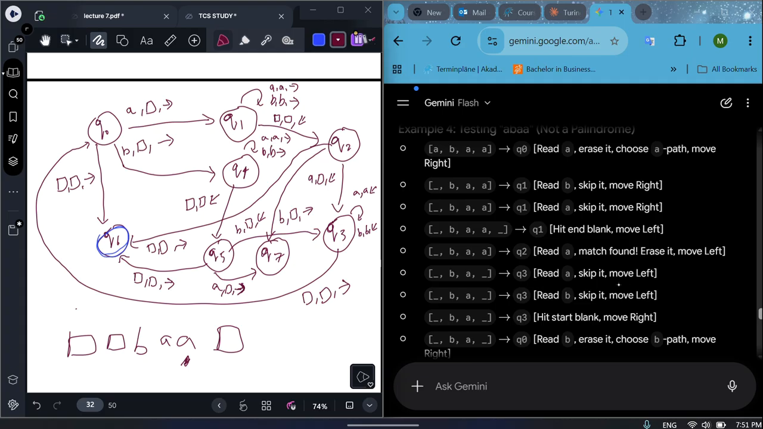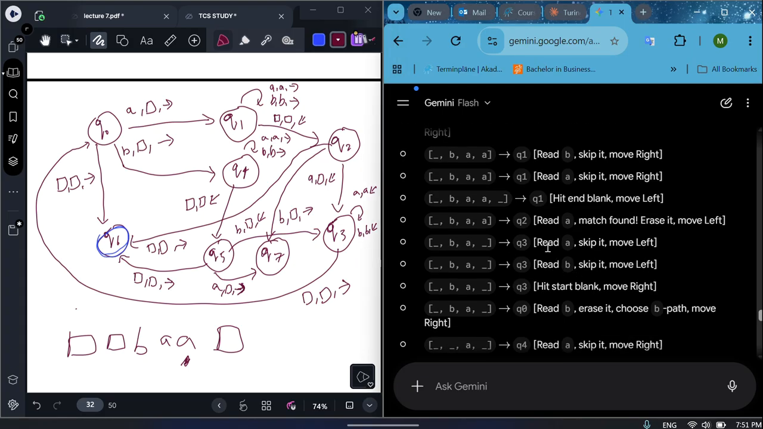Then the moment you hit it, goes to Q2, reads the A, oh, match found. So the job of Q2 is finding the match for A, and the match is found, erase it and move left and go to Q3. And in Q3, it doesn't matter what A's and B's you have, go all the way to this blank symbol and go one step right and go to Q0.